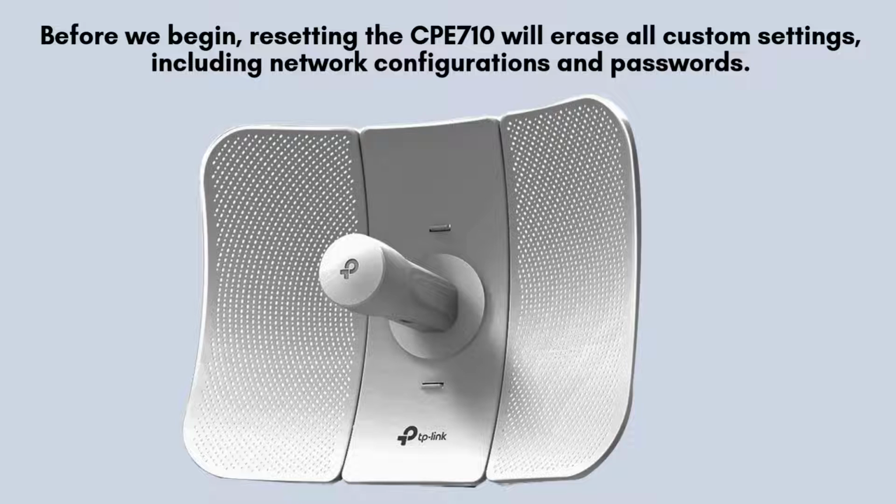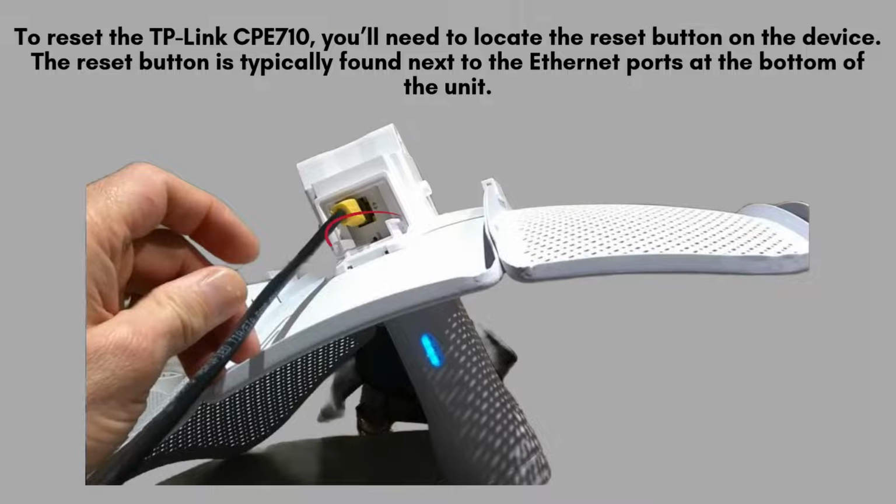You might need to reset the device if you're experiencing network problems, or if you need to set it up from scratch. To reset the TP-Link CPE710, first, locate the reset button on the device. You'll usually find it near the Ethernet ports at the bottom of the unit. Ensure the CPE710 is powered on before you proceed with the reset process.